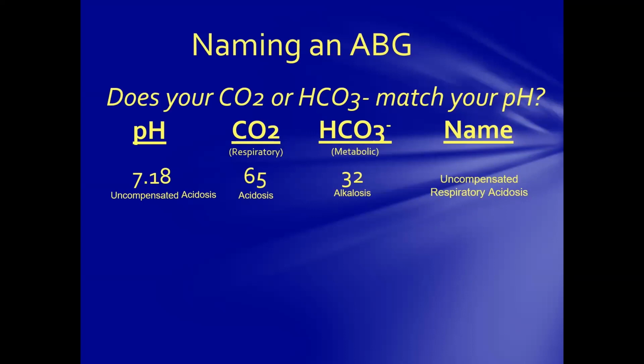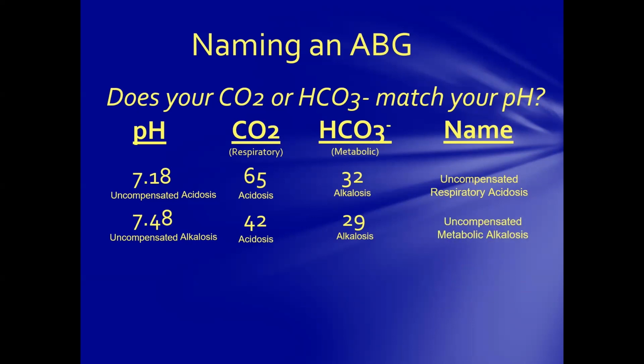With a pH of 7.48, your first name is uncompensated, your last name is alkalosis. Now, when looking at your CO2, a CO2 of 42 is going to be acidosis. A bicarb of 29 is going to be alkalosis. So your baby daddy is Mr. Metabolic. Therefore, your full ABG name is uncompensated metabolic alkalosis.